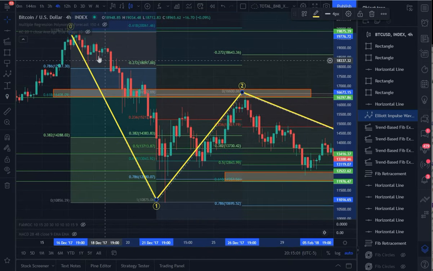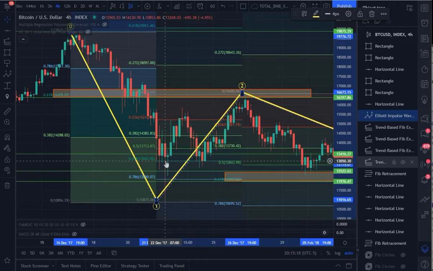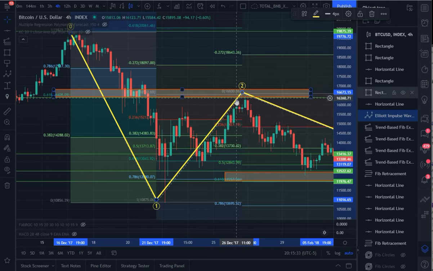Look at how this wave until here is a segmentation of 1, 2, 3, 4, 5, A, B, C. 1, 2, 3, 4, 5, A, B, C. And stop. And then, again here, 1, 2, 3, 4, 5, A, B, C. And here, maybe 1, 2, 3, and truncation.